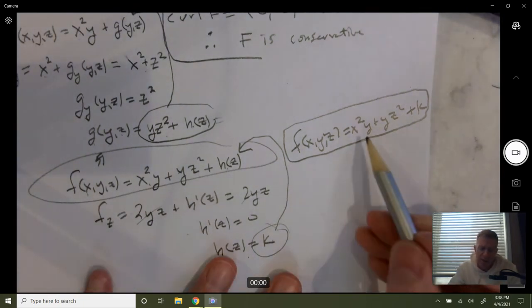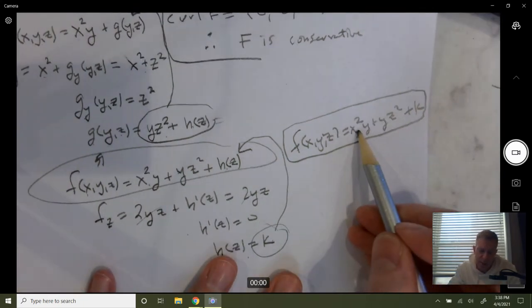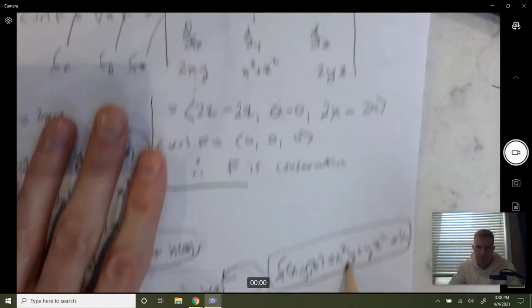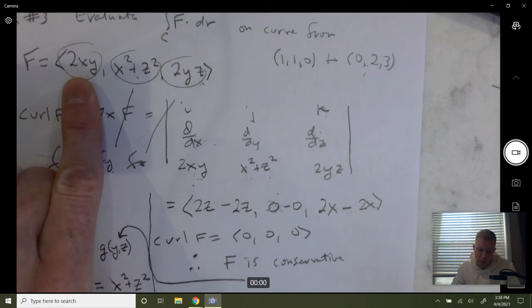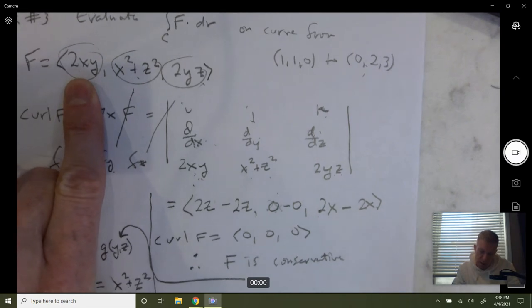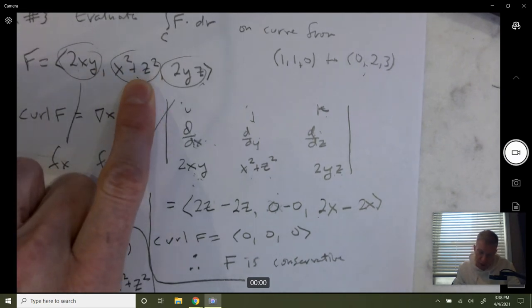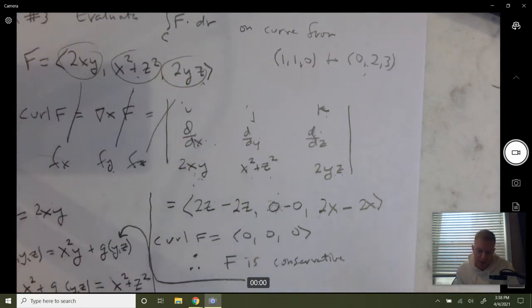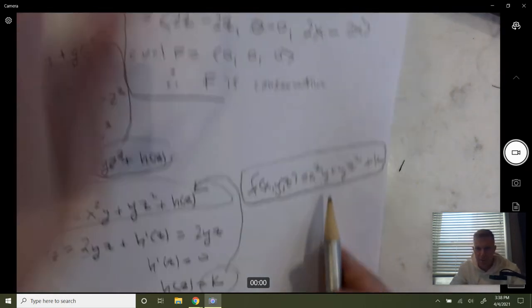Since this is a conservative vector field, I always like to double check, make sure I did that right. The x derivative of this is going to be 2xy. That works. The y derivative should be x squared plus z squared. That works. And then the z derivative should be 2yz. That works. So it's pretty easy to double check that you found this potential function correctly.